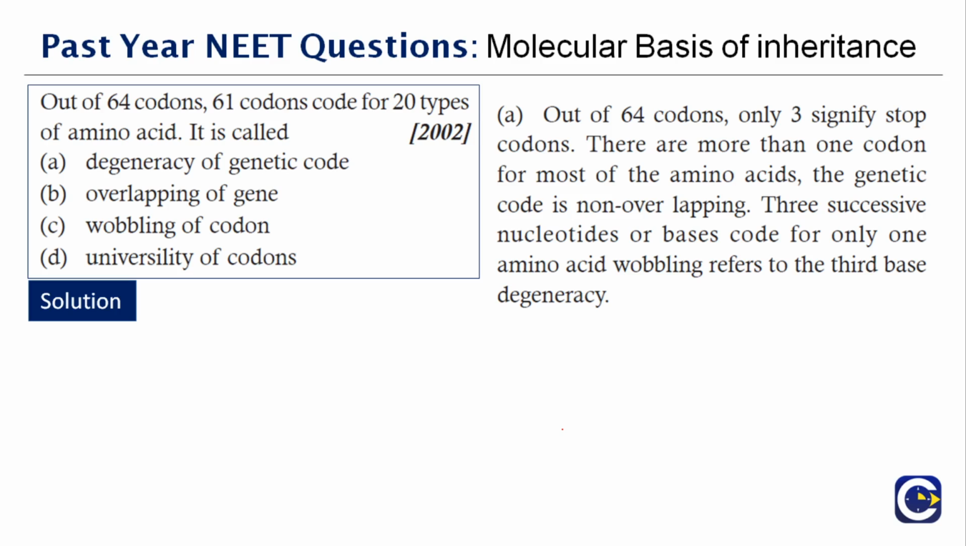You can ask me what about the rest of the 3? They don't make any sense. They don't have a purpose, or they don't have any work to do. So out of 64, it's only the 61 codons which code for the 20 essential amino acids. The 3 successive nucleotides of the bases code only for one amino acid. Wobbling refers to the third base degeneracy. So out of the 64 codons, 61 codons code for 20 types of amino acids, and that is collectively called degeneracy of the genetic code.